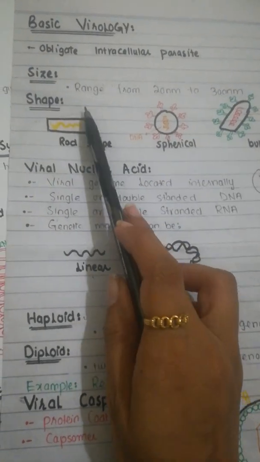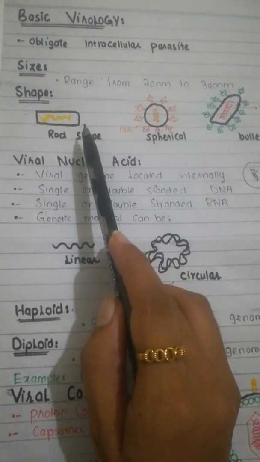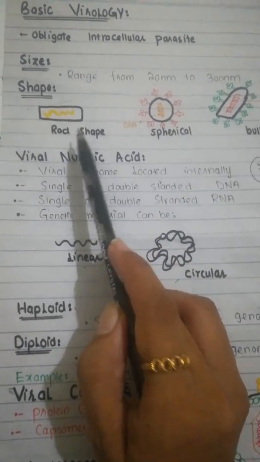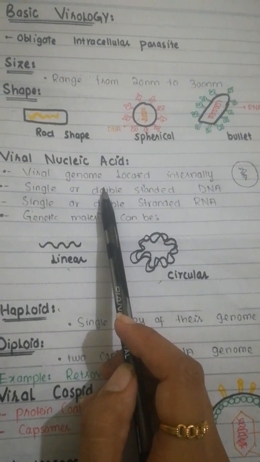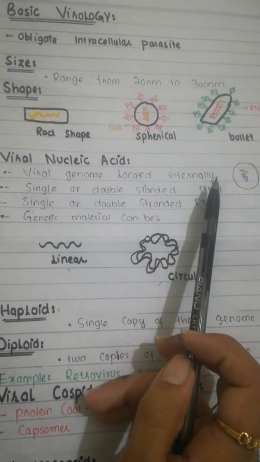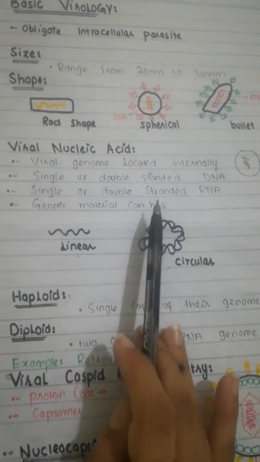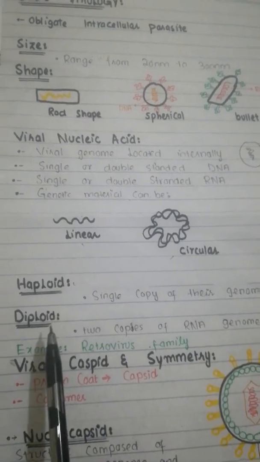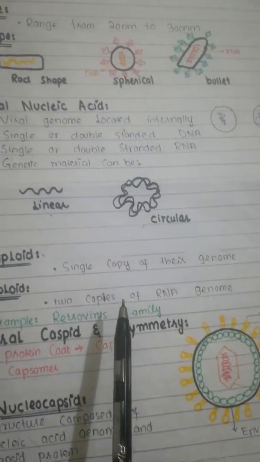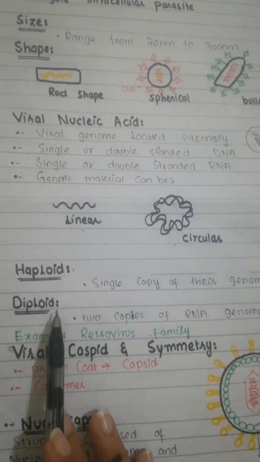Then we study its size, that it ranges from 20 nanometers to 300 nanometers. The shape: a virus can be in the form of rod shape, spherical or bullet shape. Viral genome: a virus contains either DNA or RNA as its genetic material, but not both of them, and it can be linear or circular. Those viruses which contain a single copy of their genome are called haploid, and diploid means those viruses which contain two copies of their RNA.